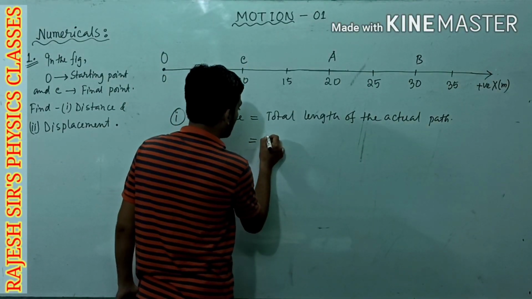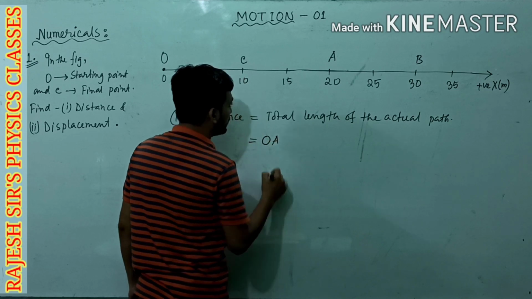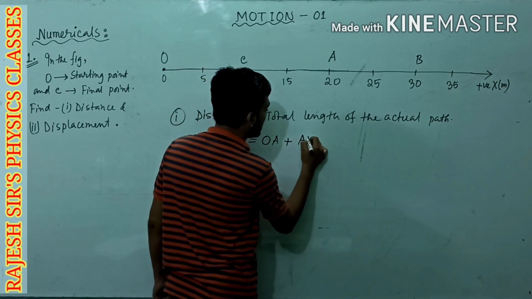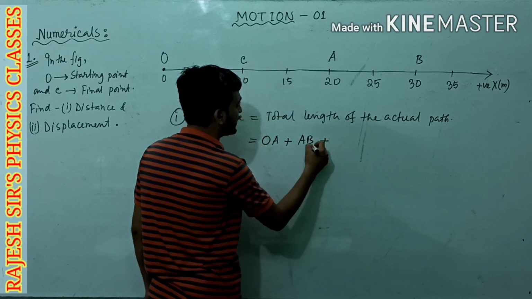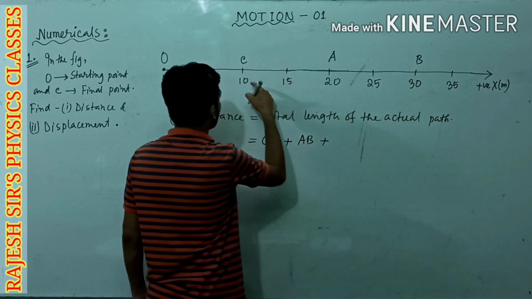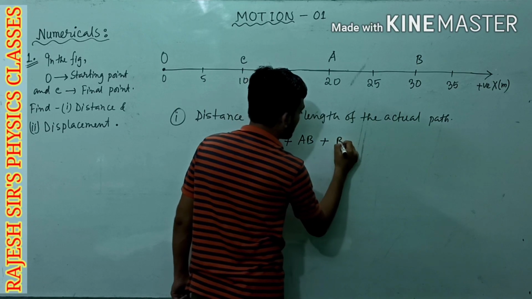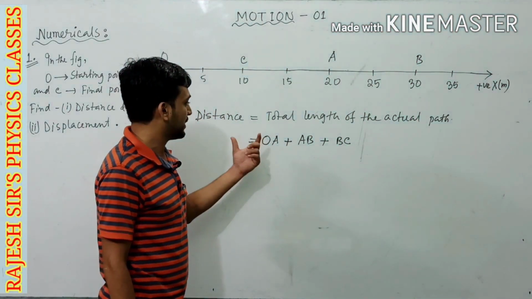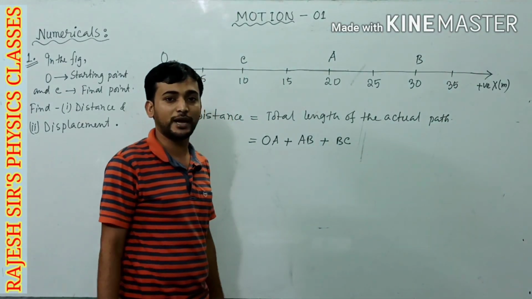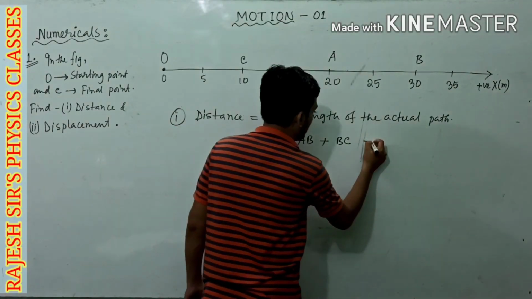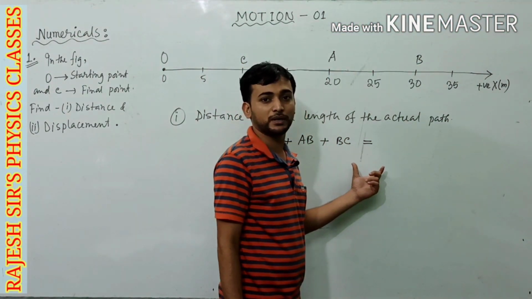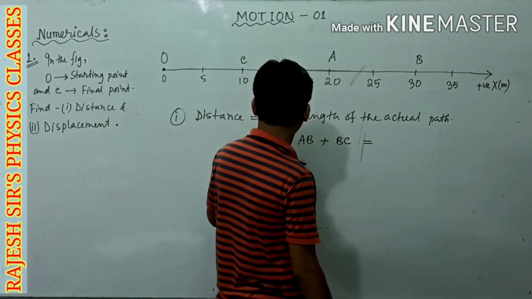So total distance will be what? From O, it will come to the point A, and then it will go to point B, that is OA plus AB. After that, from point B, it will come back to C. That means OA plus AB plus BC. This will be the total length of the actual path traveled by the particle during its complete journey.